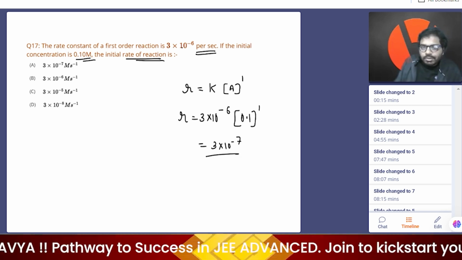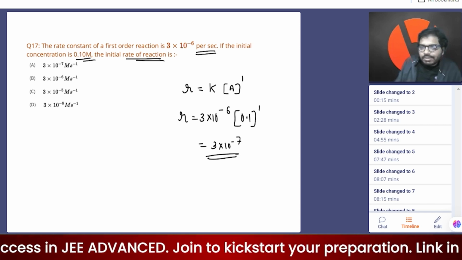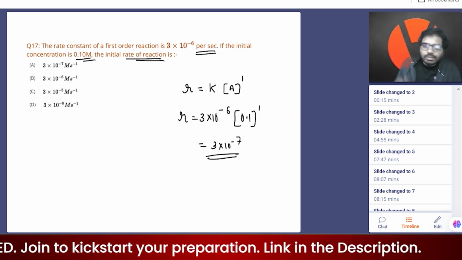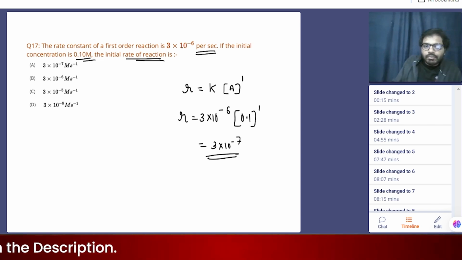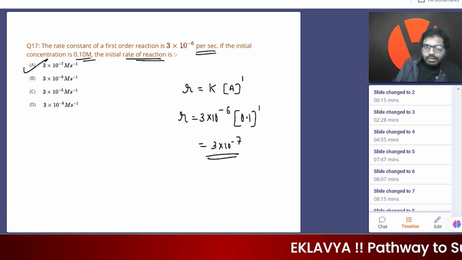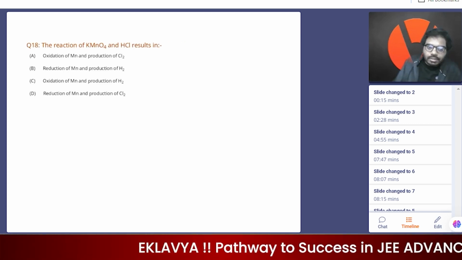So simply 3 into 10 to the power minus 7. Very simple question, direct formula based. You have to put the values here. Okay, you will just put the value and you can find out the answer very easily. Fine. So the correct option here, 17th is A.